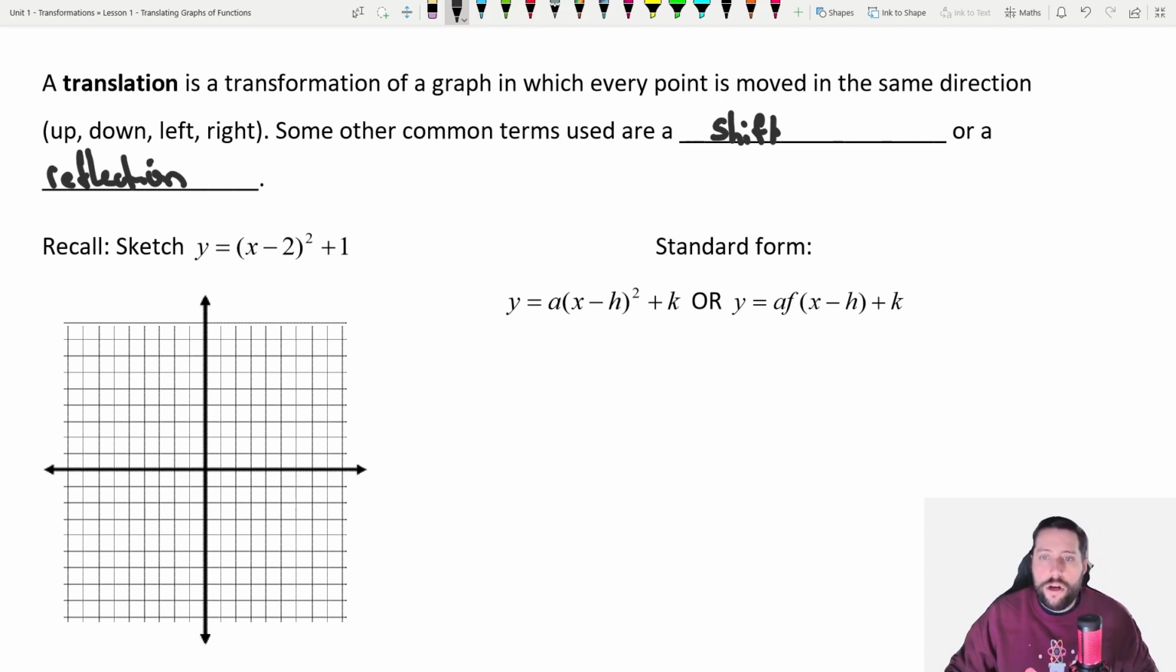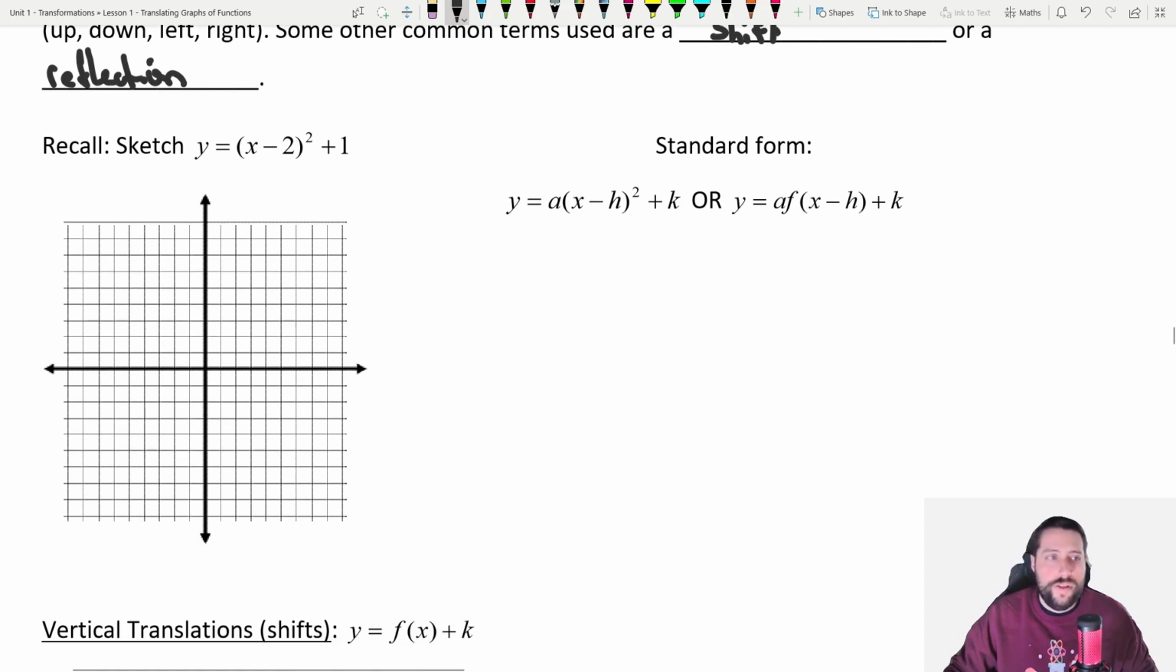So we're going to do a couple examples as to how certain reflections and shifts will work. Recall we're going to sketch y is equal to (x - 2)^2 + 1. The main thing we need to do first is graph the parent function. So the parent function.